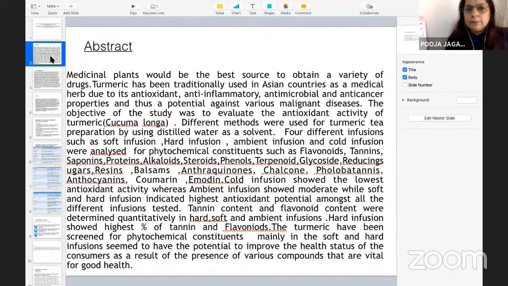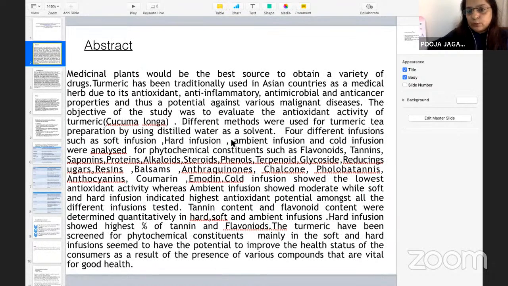Now, as we all know, even the WHO has said that medicinal plants are the best source to obtain a variety of drugs, and turmeric has been traditionally used in Asian countries as a medicinal herb due to its antioxidant, anti-inflammatory, antimicrobial, and anti-cancer properties, and is a potential agent against various malignant diseases also. The objective of this study was to evaluate the antioxidant activity of Curcuma longa.